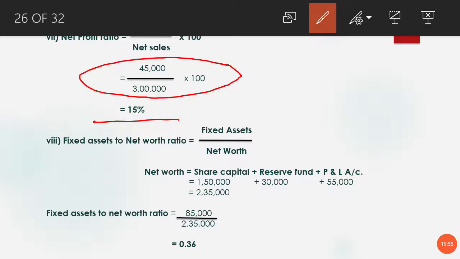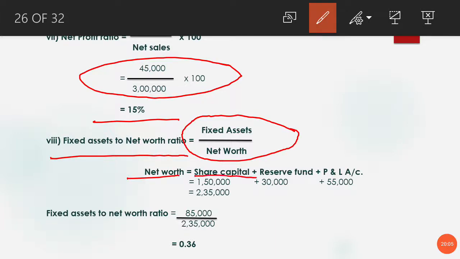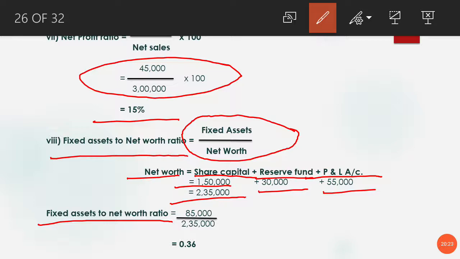8. Fixed asset to net worth ratio is equal to fixed asset divided by net worth. Net worth is equal to share capital plus reserve fund plus profit and loss account, is equal to 1,50,000 plus 30,000 plus 55,000, is equal to 2,35,000. Fixed asset to net worth ratio is equal to 85,000 divided by 2,35,000, is equal to 0.36.